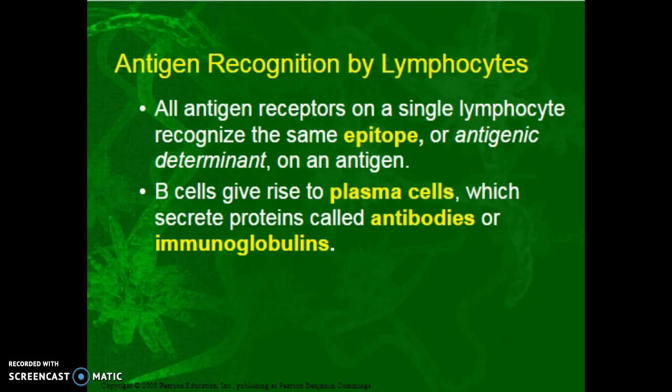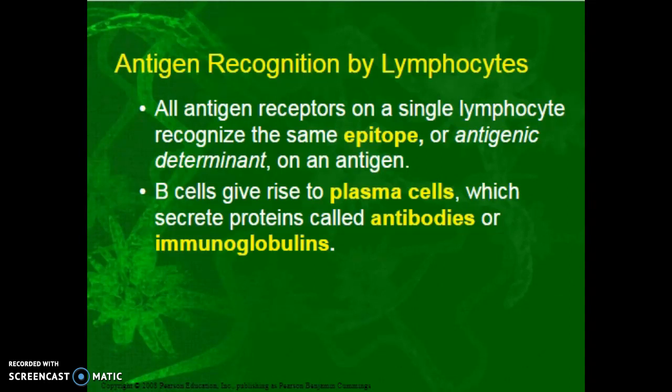So all antigen receptors on a single lymphocyte recognize the same epitope or antigenic determinant on an antigen. It's essentially saying, like if I were talking about a lock and a key, I would say all locks on a single door recognize the same key. So the epitope is the key. So it's the male part of the receptor that's on the foreign invader.